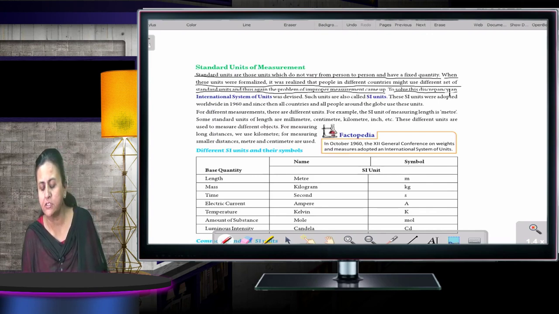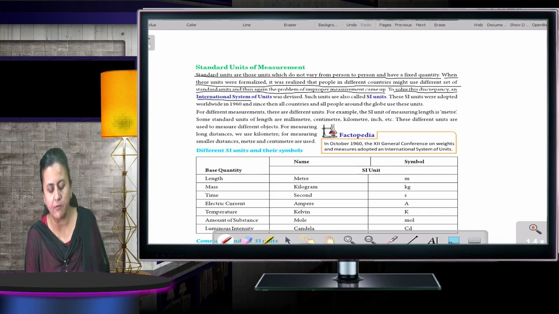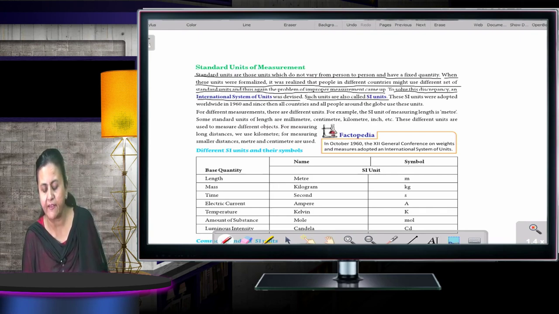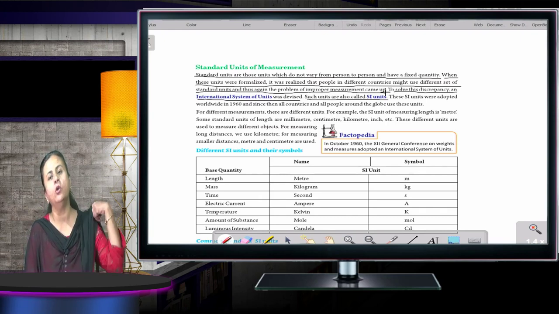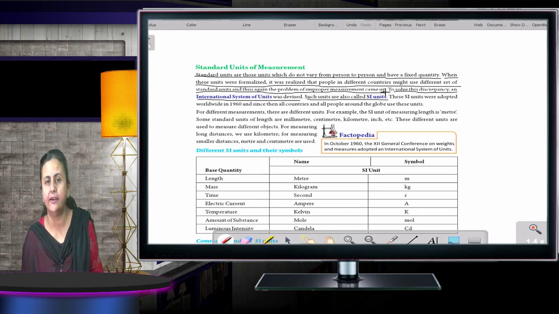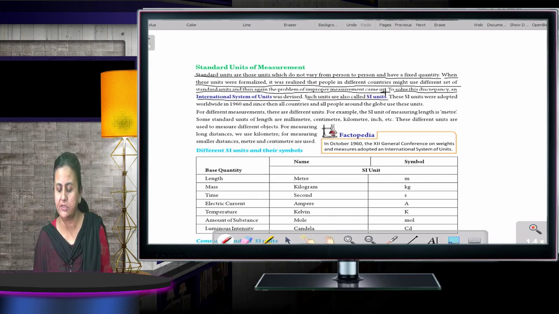To solve this discrepancy, an international system of units was devised. Such units are called SI units, which are taken all over the world as the same. Those are known as standard units, SI units. The SI units were adopted worldwide in 1960, and since then all countries and all people around the globe use them.